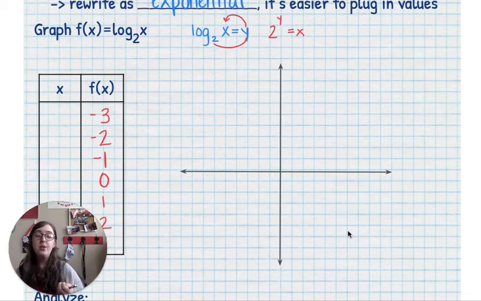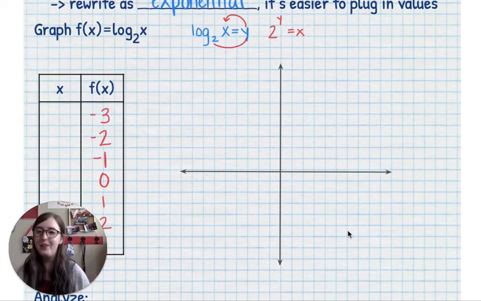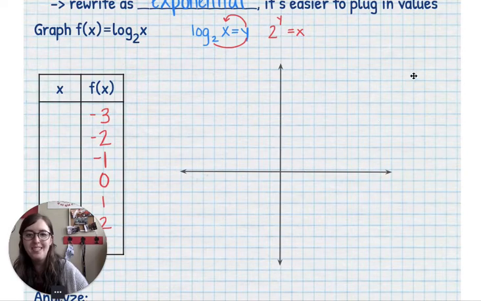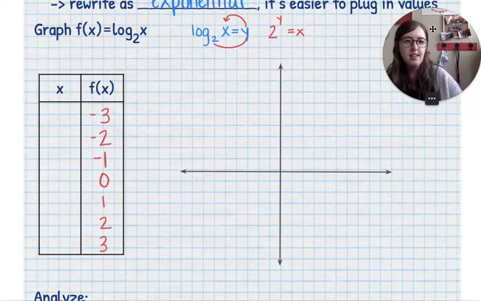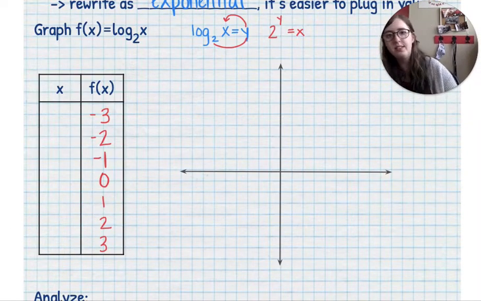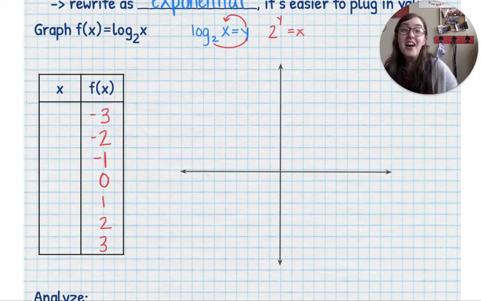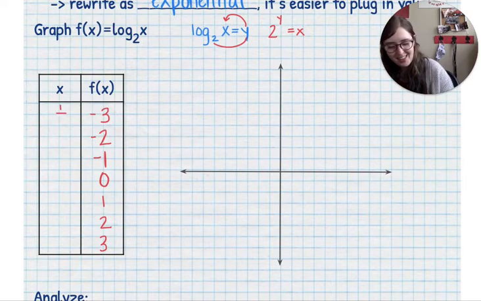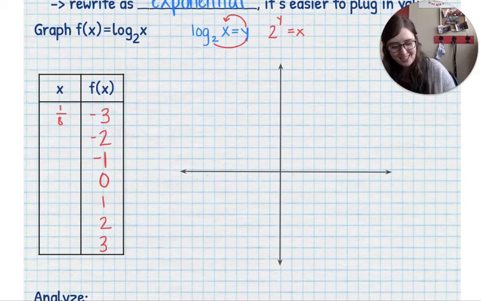Okay, so 2 to the -3rd, we've done these a million times. 2 to the -3rd is an eighth. 2 to the -2nd is a fourth. 2 to the -1st is a half. Anything to the 0 power is 1. 2 to the 1st is 2. 2 squared is 4. 2 cubed is 8.